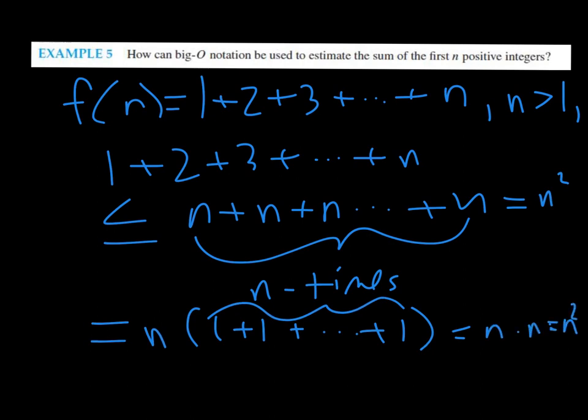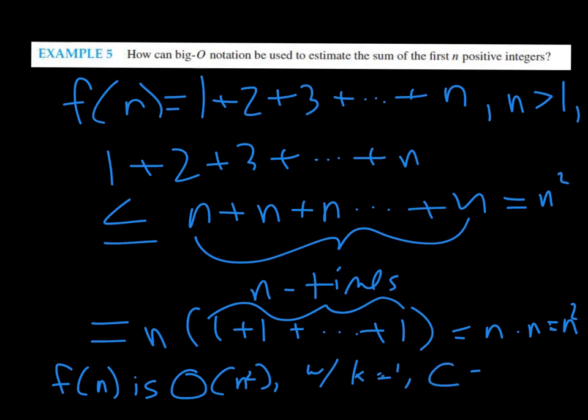So what this shows is that the sum of the first n positive integers, if we just let n be bigger than 1, this sum is less than or equal to n squared. So what we get from that is that this function f of n is big O of n squared, with k equal to 1 and c equal to 1.